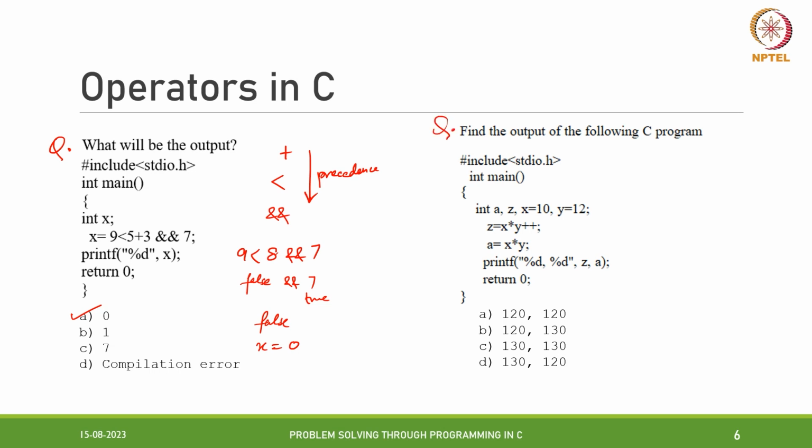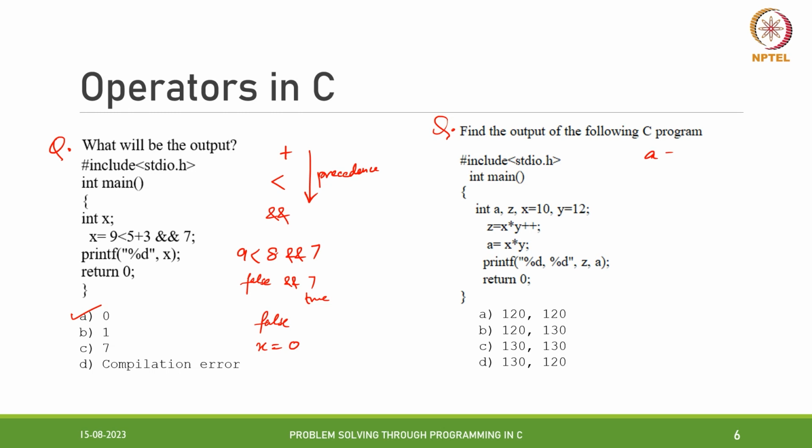Okay, let's look at the next question. You have a couple of integers, and then you are doing a multiplication and some post increment operations here.